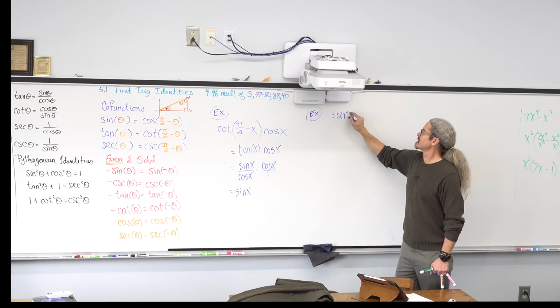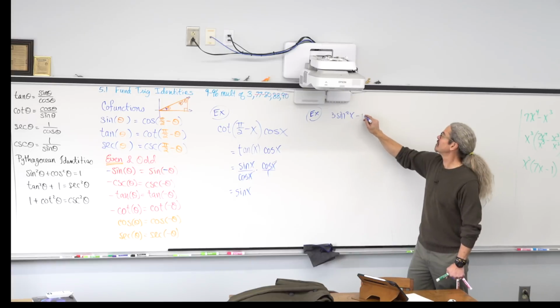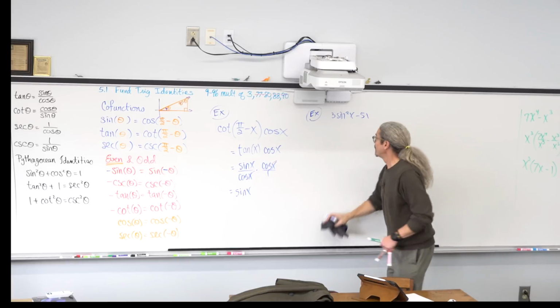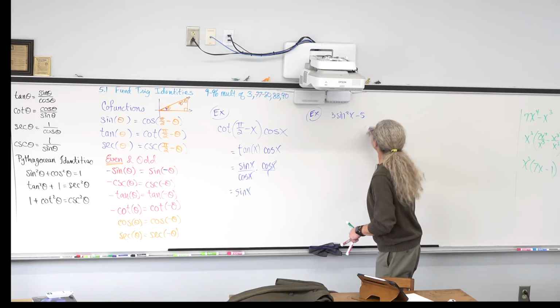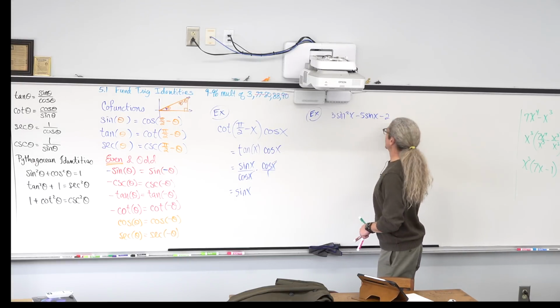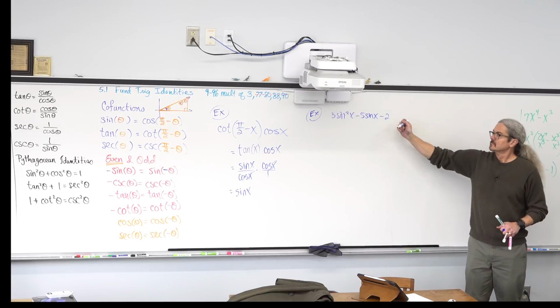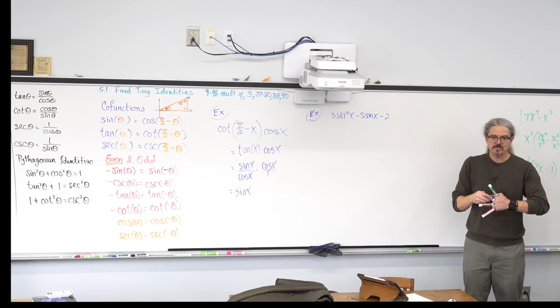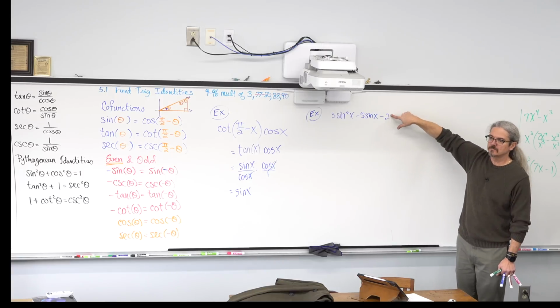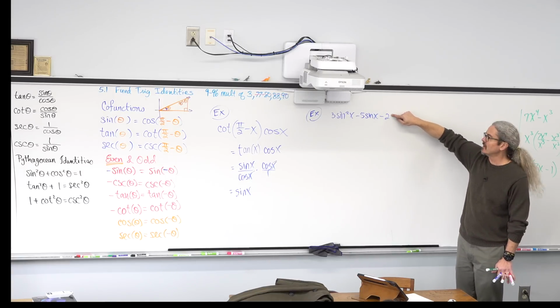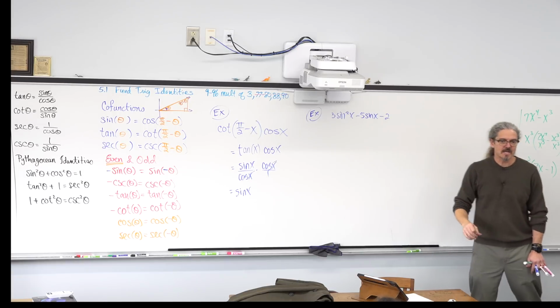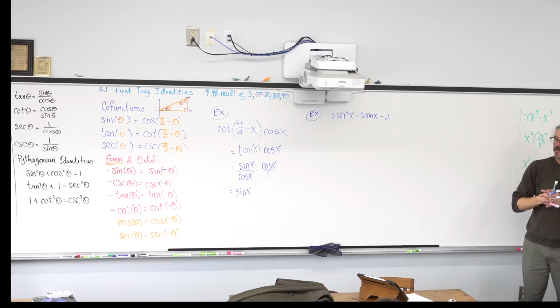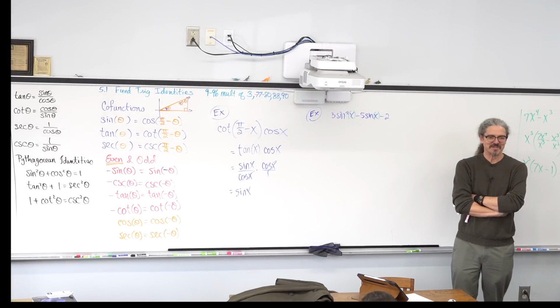3 sine squared x minus 5 sine of x minus 2. If I asked you to factor this, what would you do? Does it ring a bell, look familiar? Talk about this for a second. How would we factor 3 times sine squared x minus 5 sine x minus 2? Tell me how to do it.